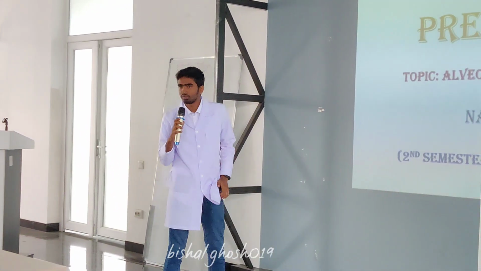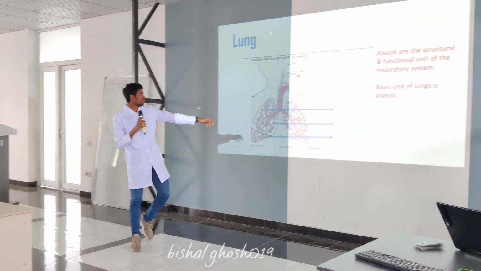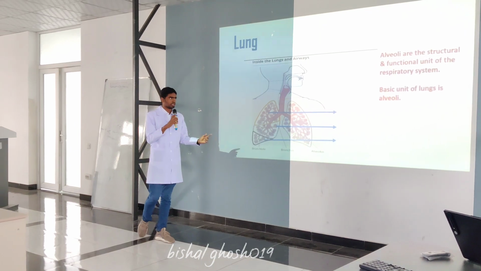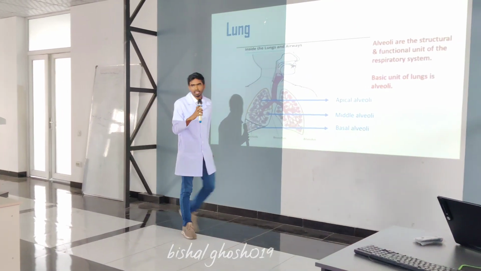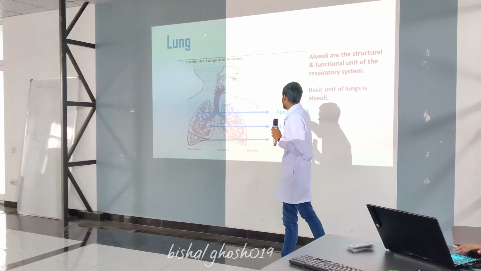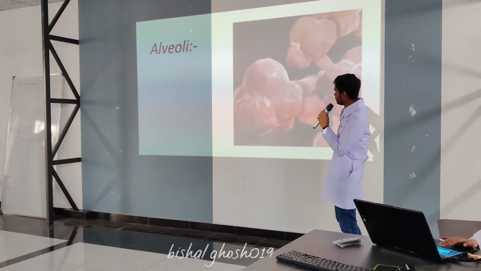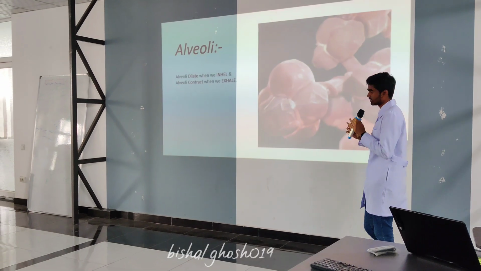I am from Bangladesh. Now I am going to present my topic. My topic is alveoli size, perfusion, pressure of oxygen and pressure of carbon dioxide. This is the lungs and this is the alveoli. Alveoli are the structural and functional unit of the respiratory system. We can divide our alveoli into three parts: apical alveoli, medial alveoli, and basal alveoli. Alveoli dilate when we inhale, and alveoli contract when we exhale.